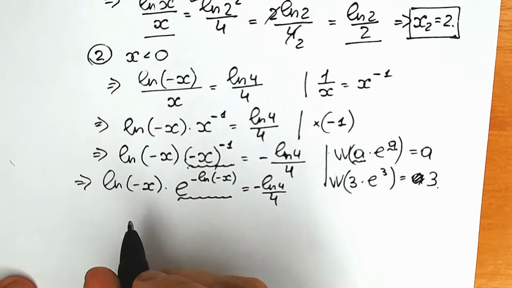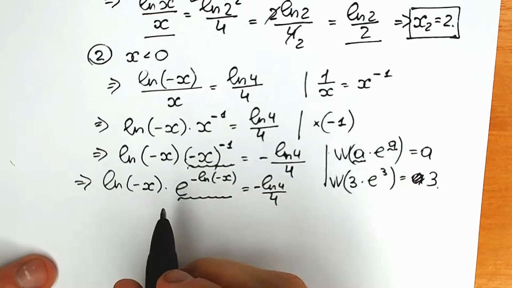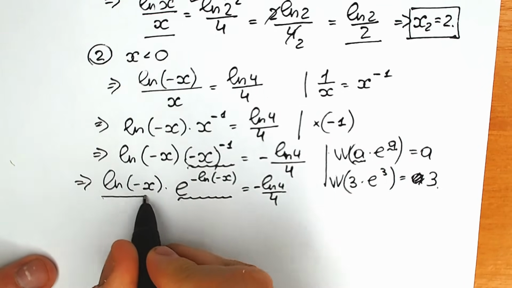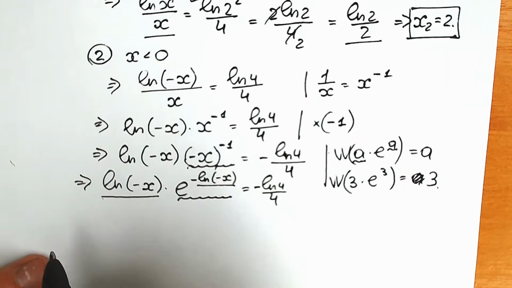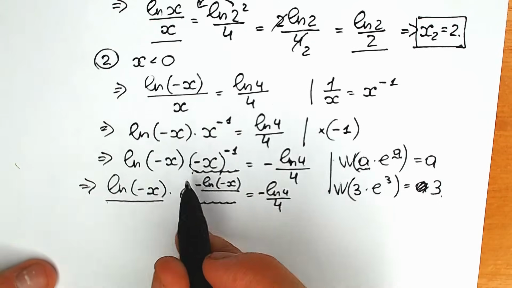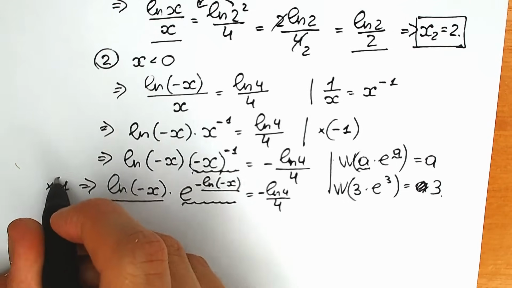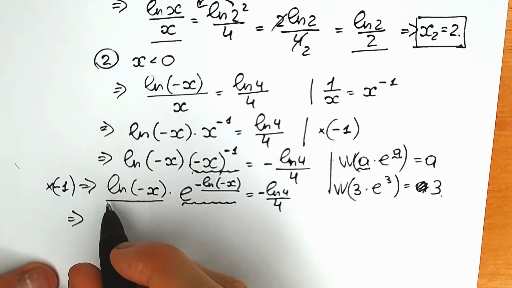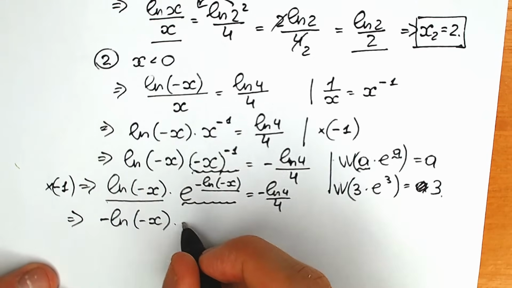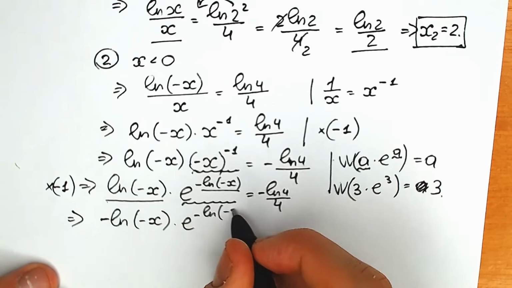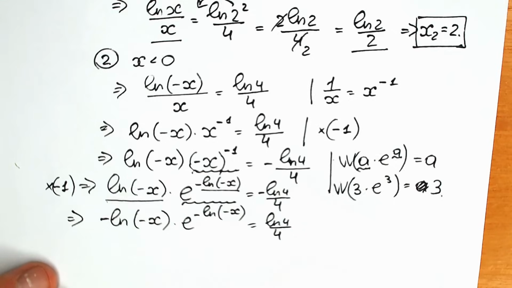And right now, if you look closely, we have natural log of minus x, and we have minus natural log of minus x, but we need to have the same expression. We need to have a right here, and we need to have a right here, but here we have minus and here we have plus. So we need to multiply both sides by minus 1, because we don't have the same expression. When we multiply both sides by minus 1, as a result we have the same beginning, so minus natural log of minus x times e to the power minus natural log of minus x equal to, right here, only our natural log 4 over 4.